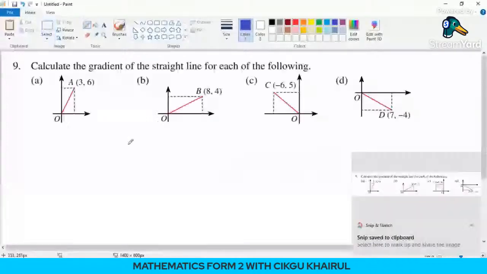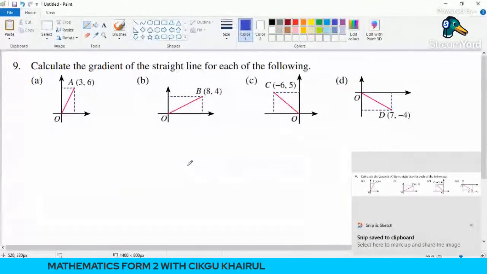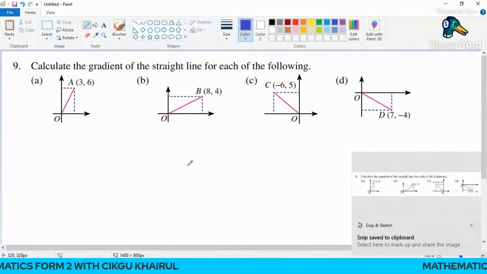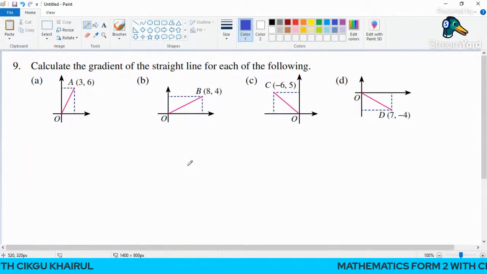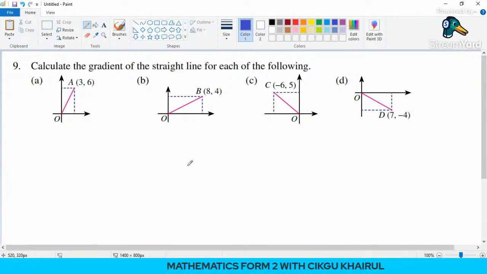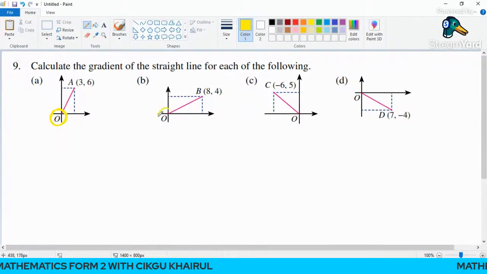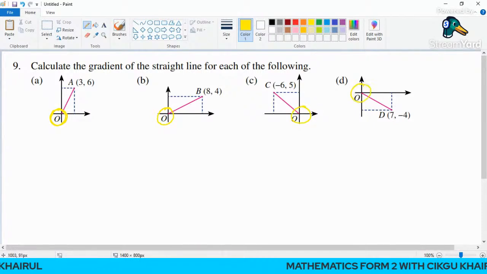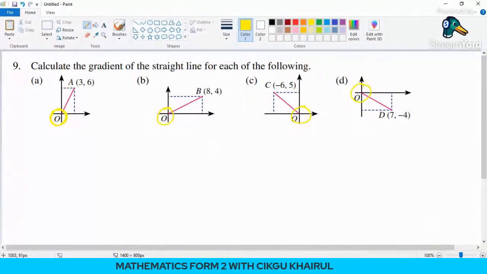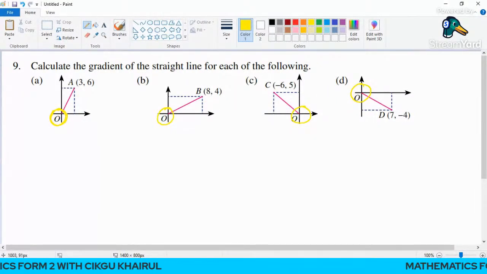So, number 9, calculate the gradient of the straight line for each of the following. So, question number 9, this one is quite special. Why special? Because all of the diagrams here start at the origin. All the questions, one point is on the origin. So this is special. So the answer for question number 9 is only valid for this type of question.